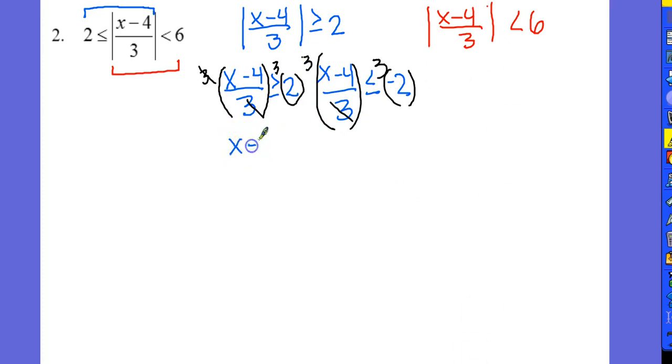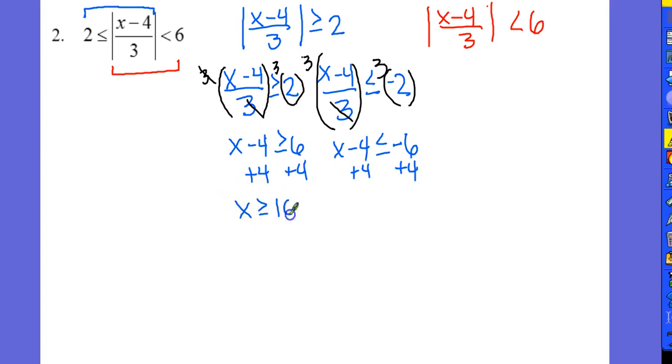So I get x minus 4 is greater than or equal to 6, or x minus 4 is less than or equal to negative 6. And then continuing on, I'm going to add 4 all the way across to all 4 sections here. And I get x is greater than or equal to 10, or x is less than or equal to negative 2.